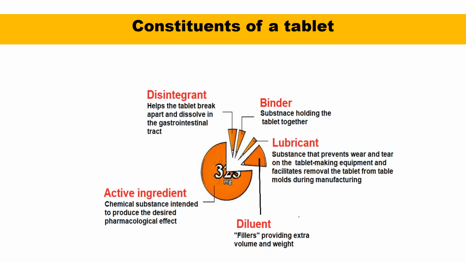Apart from that, sometimes we have a lubricant in the tablet. A lubricant is a substance that serves two functions. First of all, it prevents wear and tear on the tablet making equipment when the tablet is being manufactured by the pharmaceutical company, and second, it makes it easier to remove the tablet from the mold during the process of manufacturing.